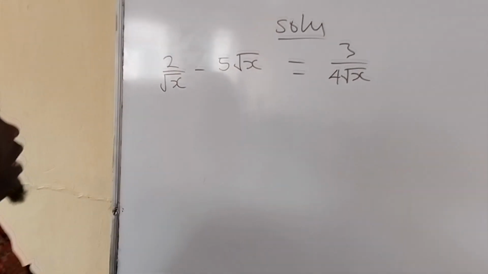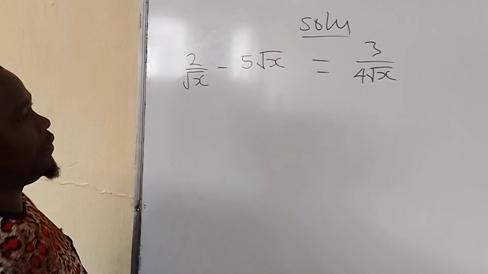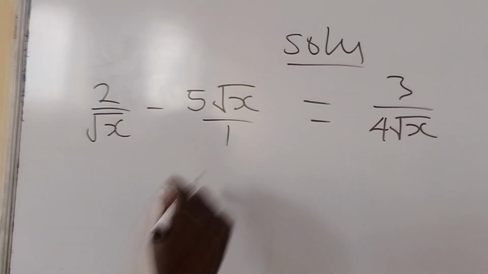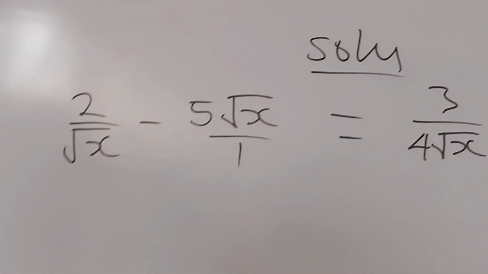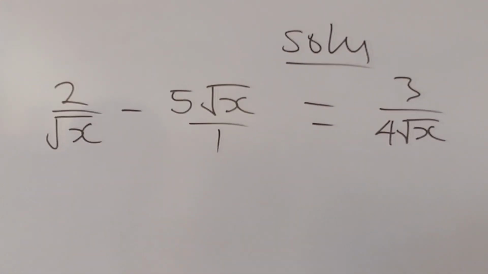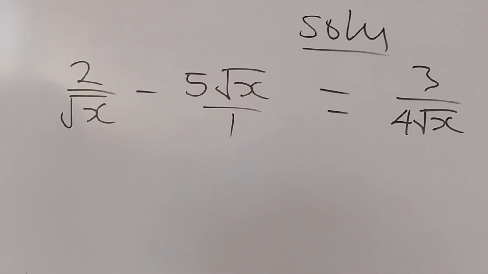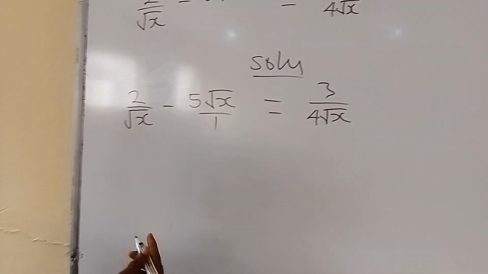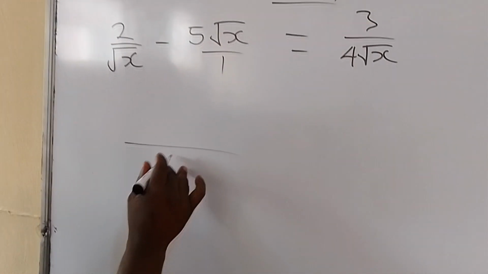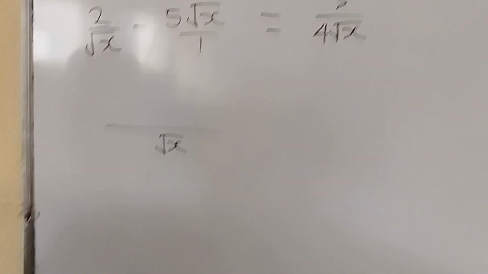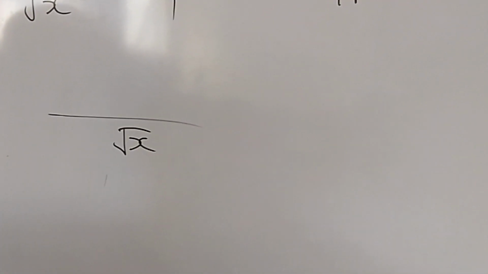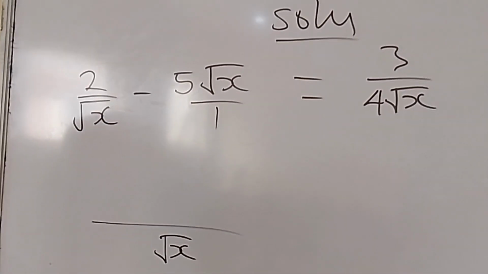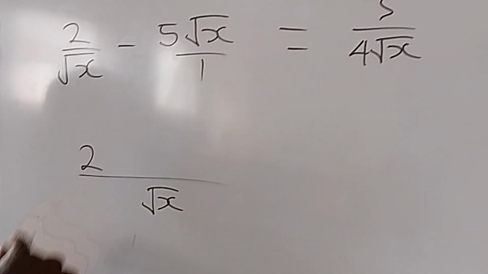What you need to do first is consider the left hand side. Note that on the left hand side there is an invisible 1 here, so you must go for the LCM. The LCM of this is square root of x and 1, isn't it? So it's the same thing as square root of x, true or false? Square root of x divides square root of x and gives 1. Use 1 to multiply 2, here will be 2.